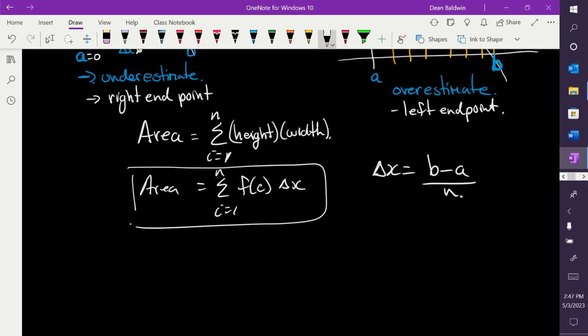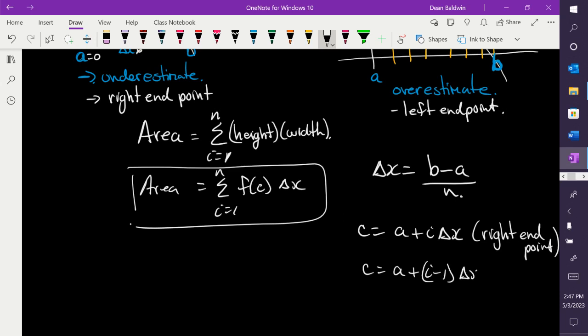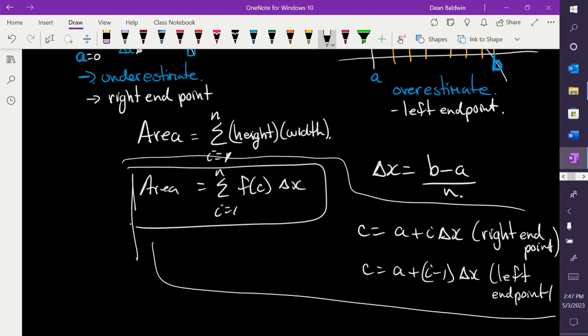All right, and then I'll just write it so we can keep it in one spot. C is equal to a plus i delta x. This is right endpoint. And C is equal to a plus i minus 1 delta x. And that's left endpoint. Okay, with all this, we can now give an estimation of areas under curves. All right. That's the theory behind it.